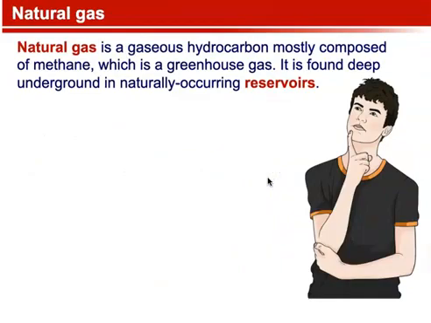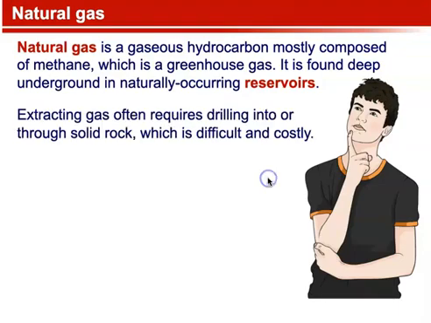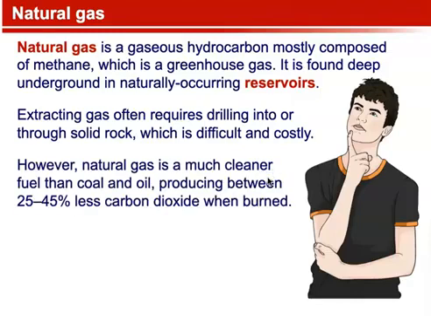Natural gas. Natural gas is a gaseous hydrocarbon mostly composed of methane, which is a greenhouse gas. It is found deep underground in naturally occurring reservoirs. Extracting gas often requires drilling into or through solid rock, which is difficult and costly.